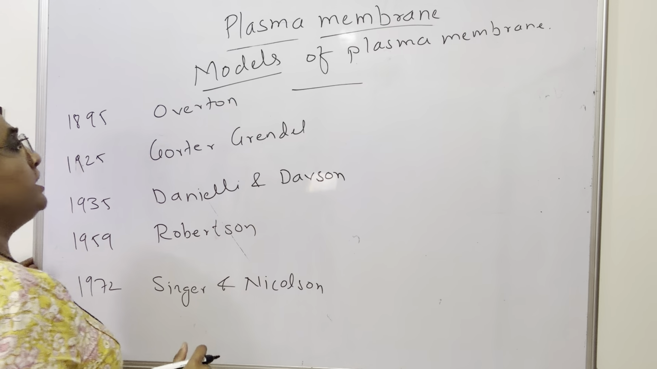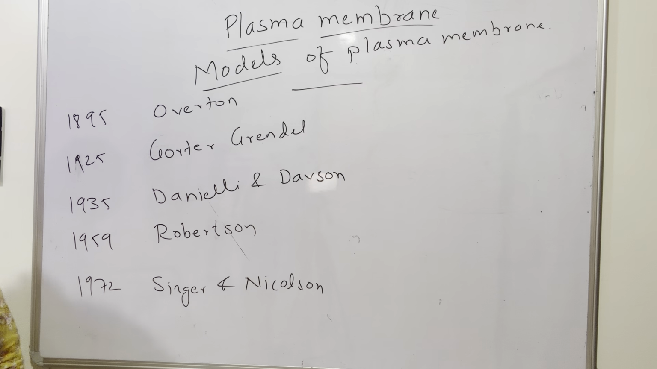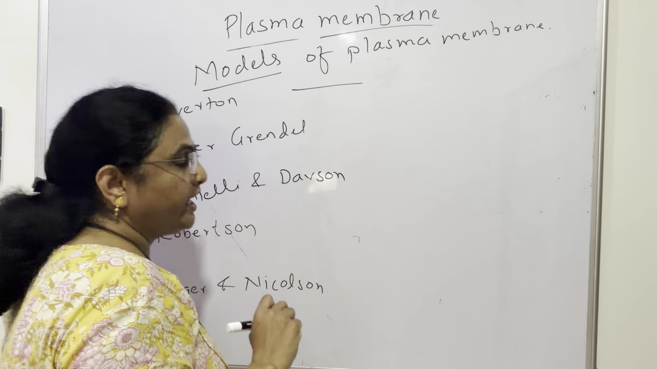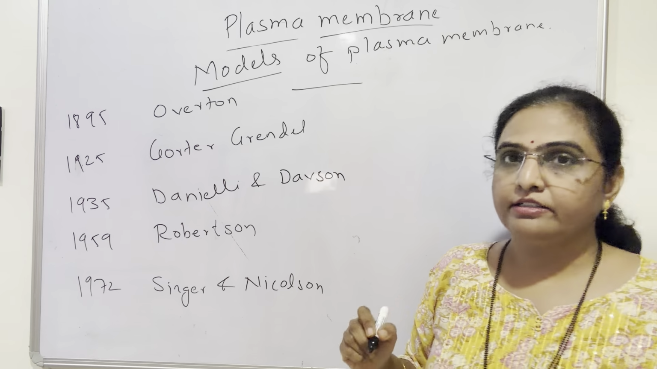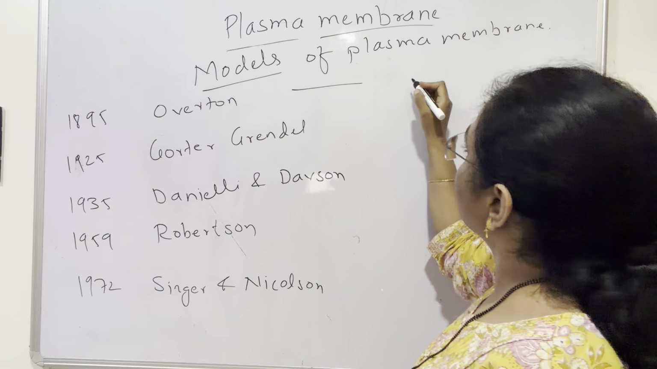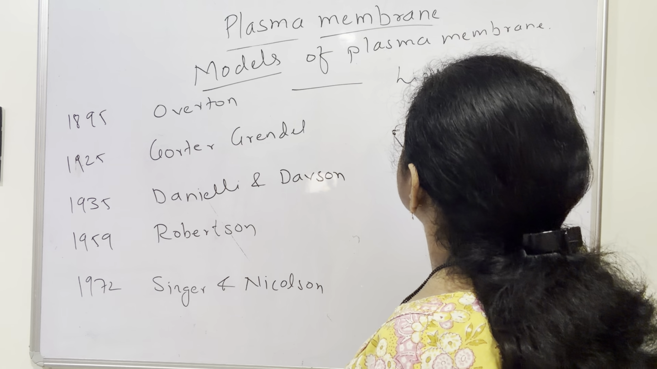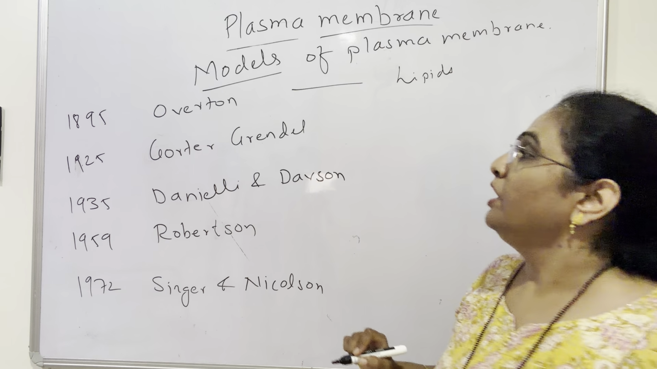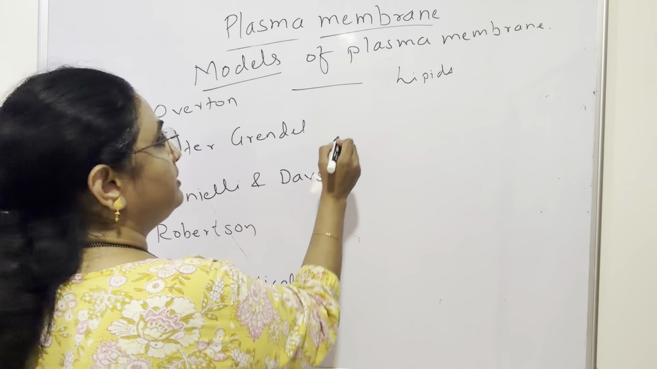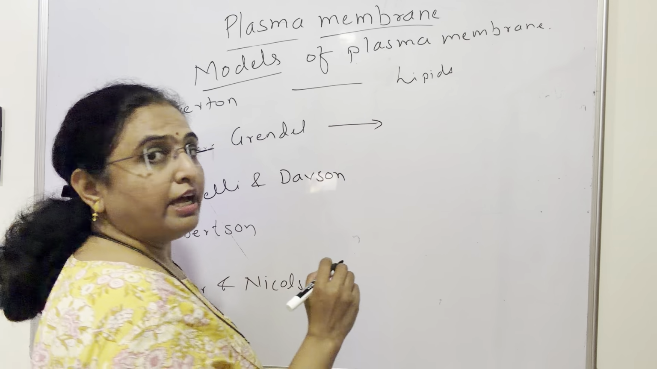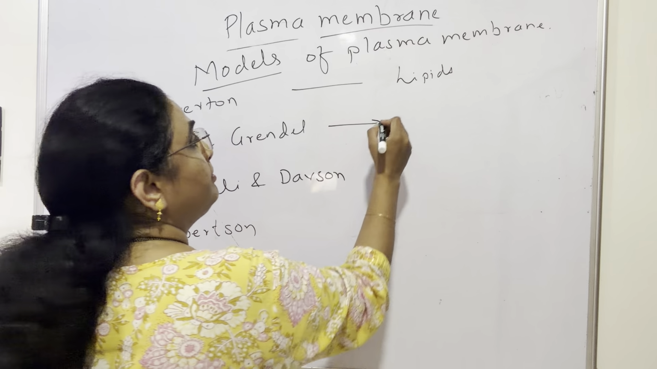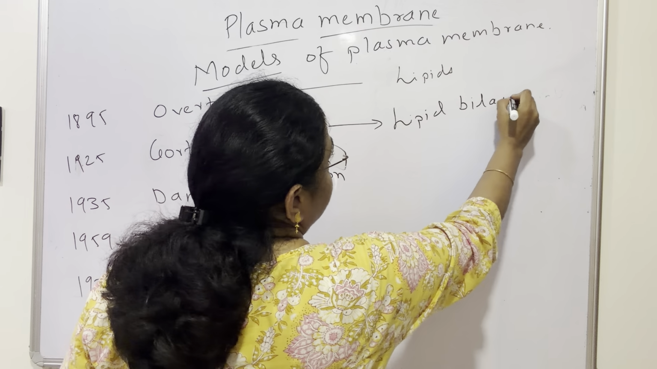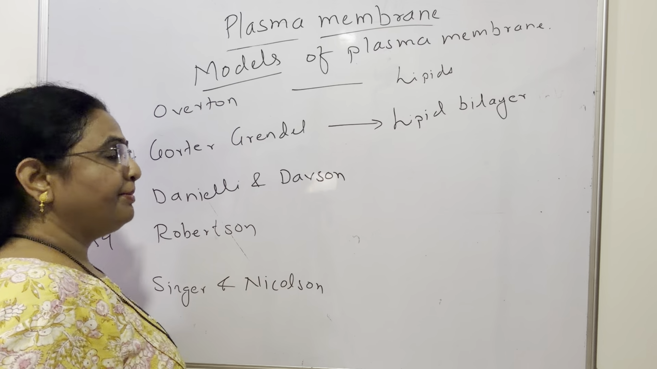So first one is Overton. In 1895, he said that the plasma membrane is made up of what? It is made up of lipids. This was first suggested by whom? By Overton. Then Gorter and Grendel, both of them, postulated that the plasma membrane is a lipid bilayer.